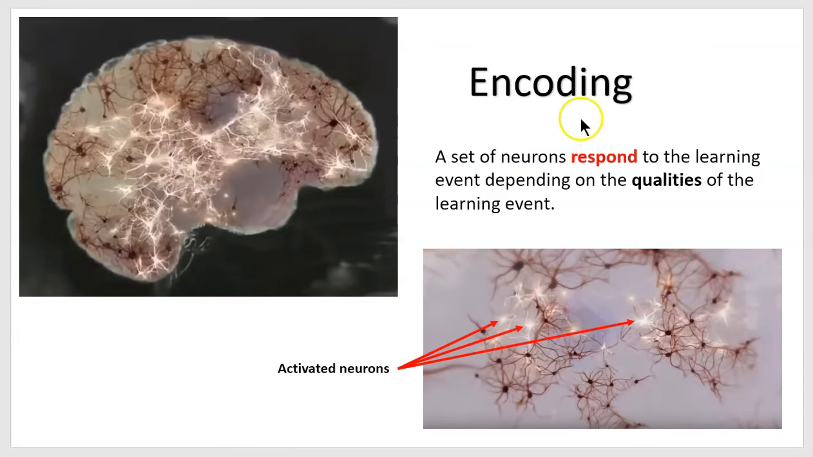Well, the first step is encoding. In encoding, a set of neurons respond to the learning event depending on the qualities of the learning event. So again, it's important to think about that it's only a set of neurons. A certain unique pattern of neurons will respond to any particular learning event. And this will be happening all over in those brain areas that are processing the learning event. So we've got a set of activated neurons.